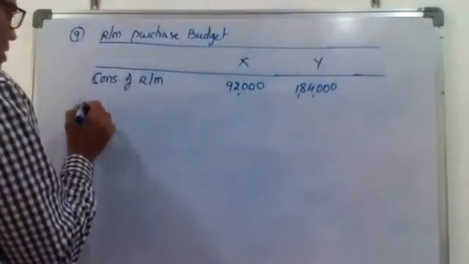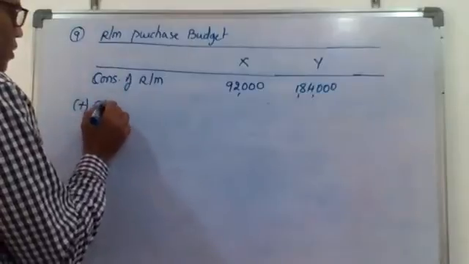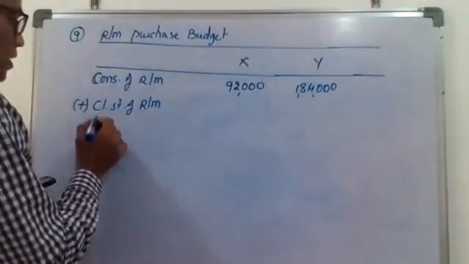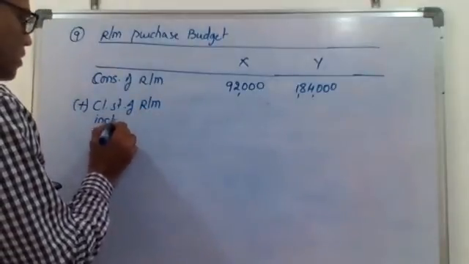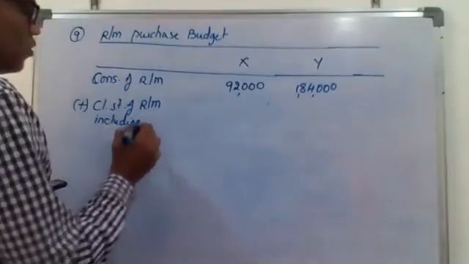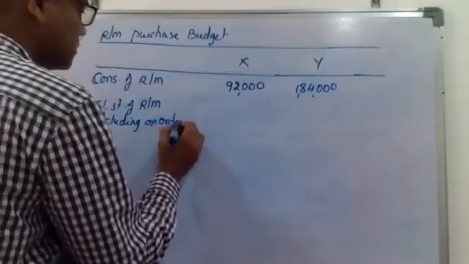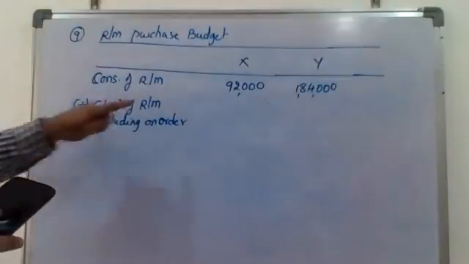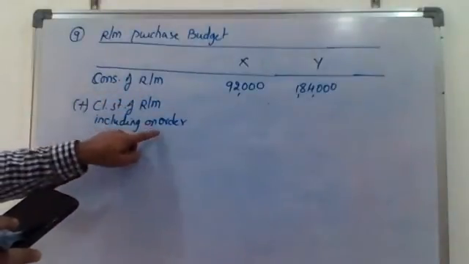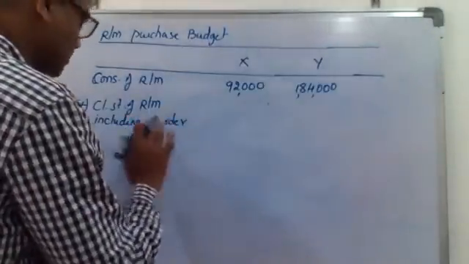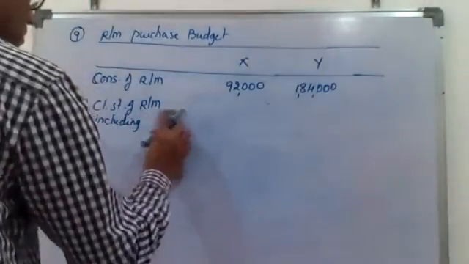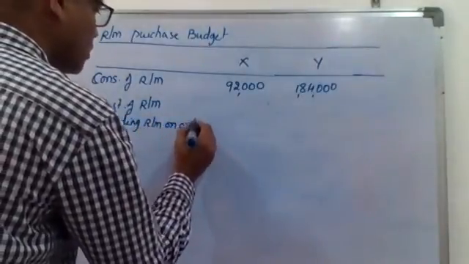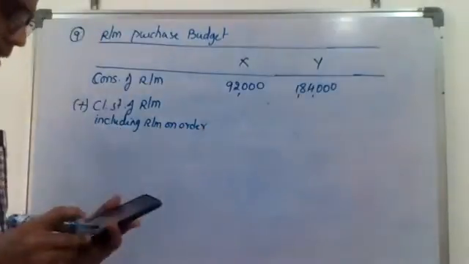To this, I have to add closing stock of raw material including raw material on order. Now, what do you mean by including on order? Let me go back to the question.